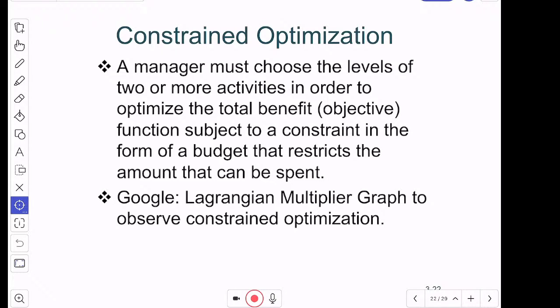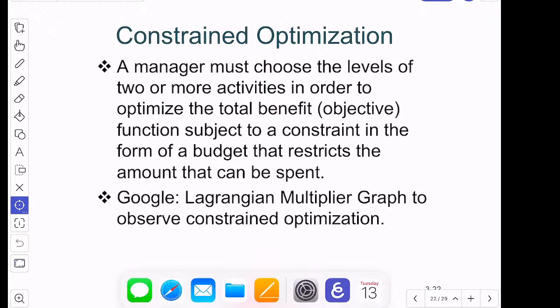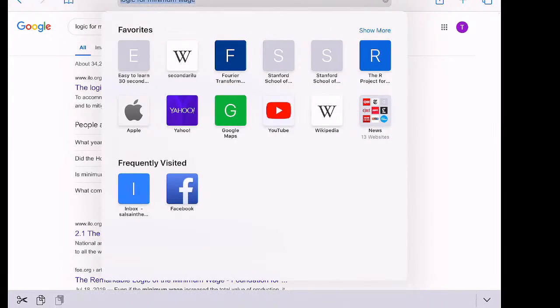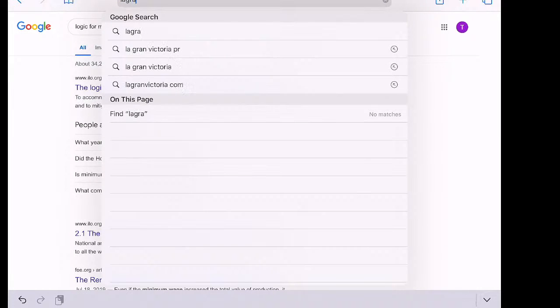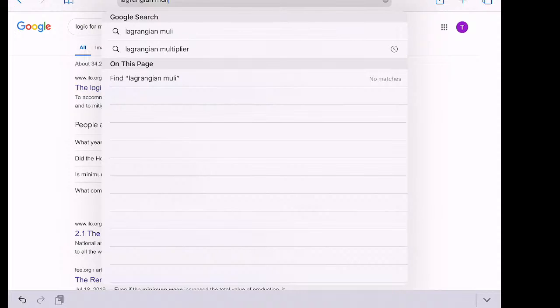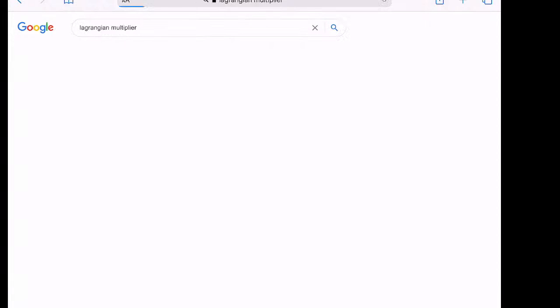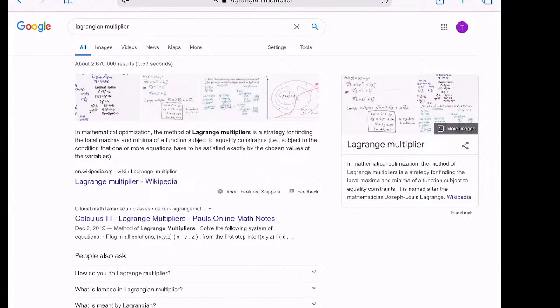So let's see if I can do that. What do we get? Now, when I illustrated how to do this, how to use it mathematically, oh, I have to say graph.